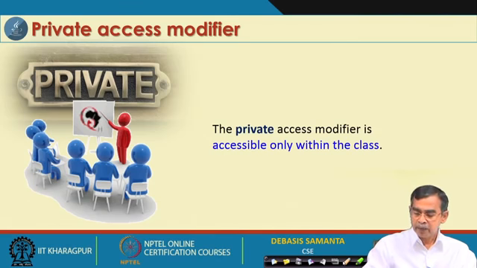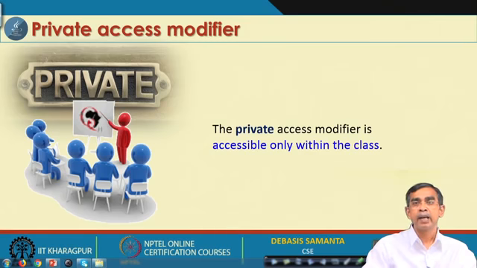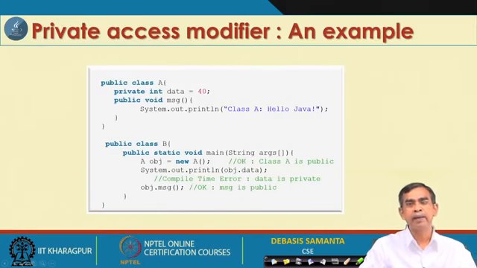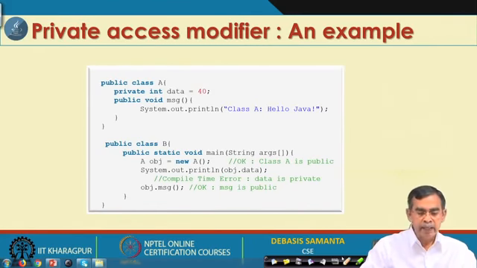Whenever you specify this modifier for a member of a class, it means that any method which belongs to the same class can access it, and outside that class no method can access that member. So, this is the concept of the private access modifier. Now, let us have an example here.